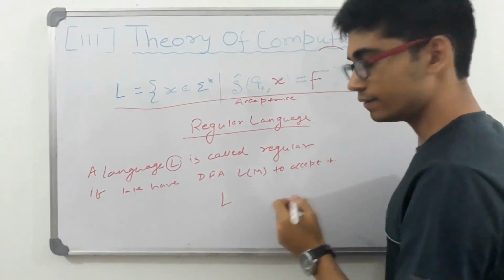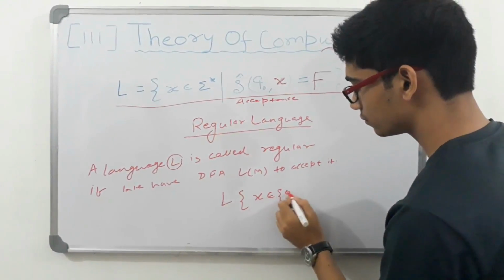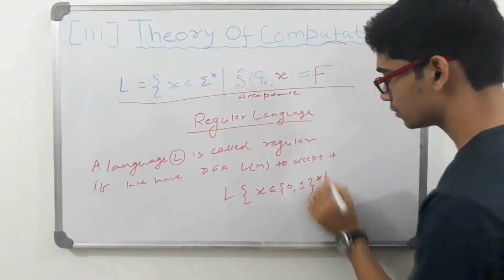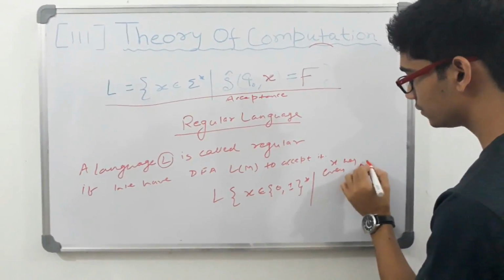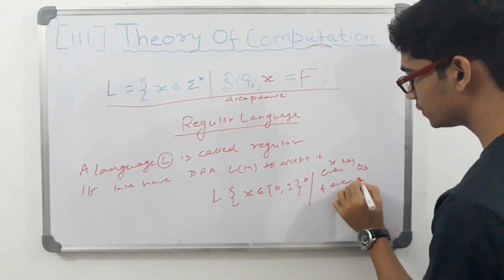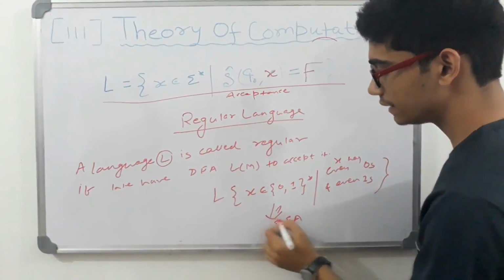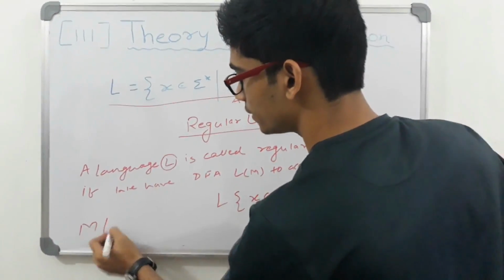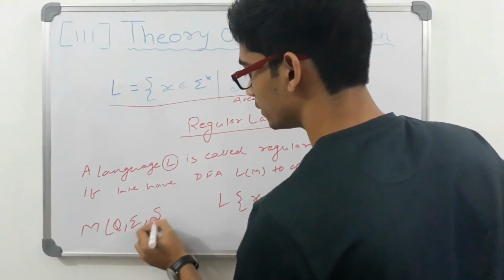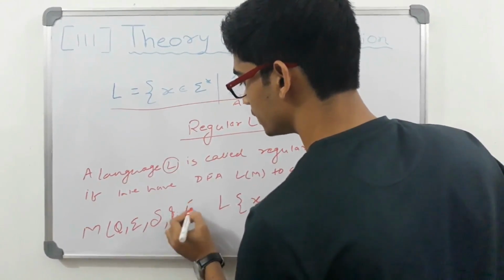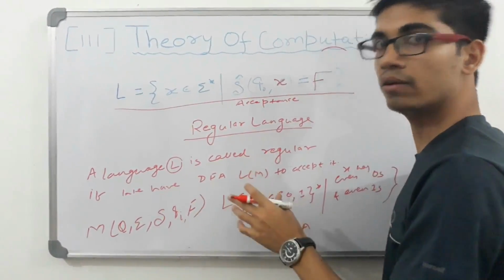Suppose this is a language L, where x has even zeros and even ones. So we could draw a DFA, okay? We draw a DFA, and that DFA, that machine M, was what? Characterized by the 5-tuple Q, sigma, delta, initial state and final state. So if we can draw a DFA for a language, then that language is regular, okay?